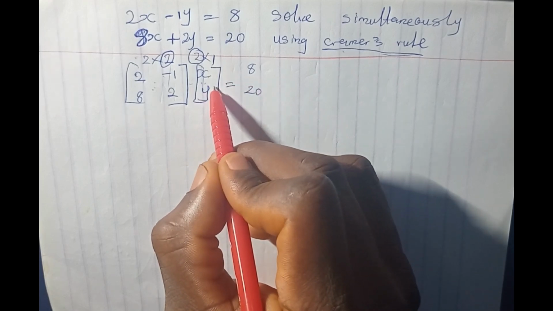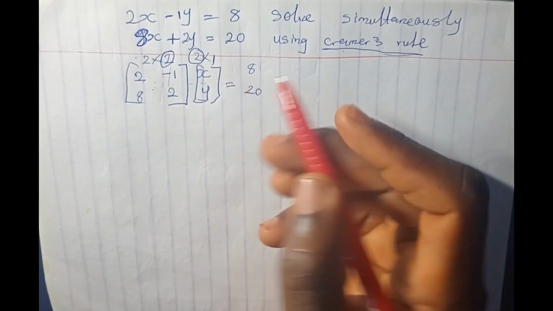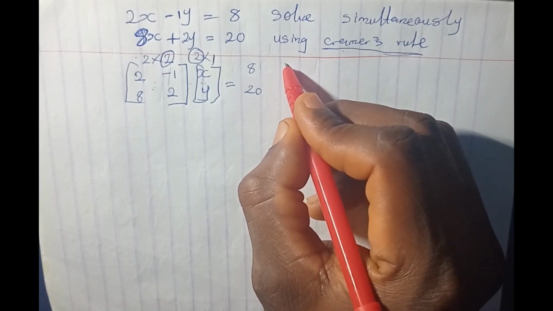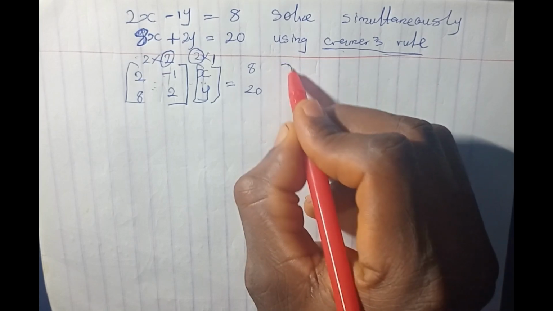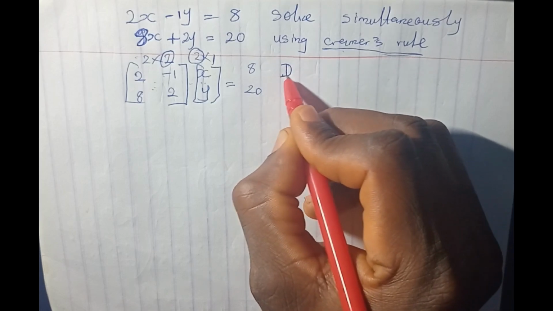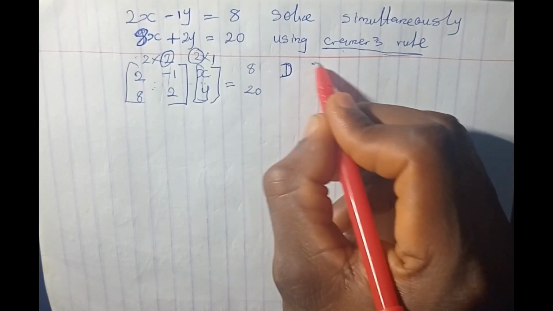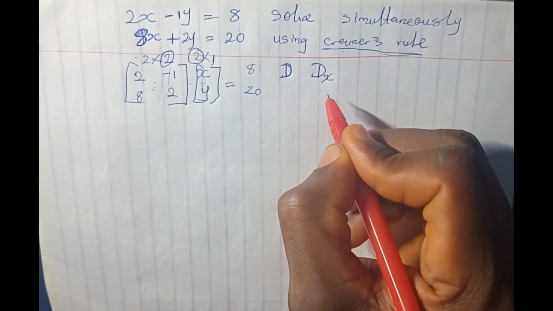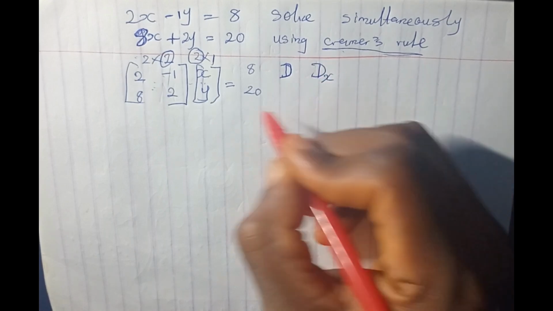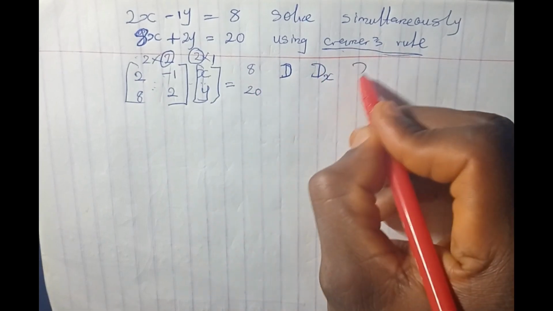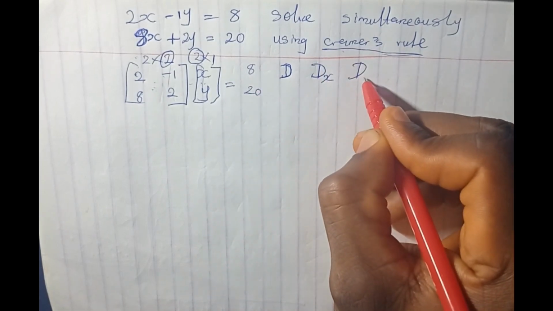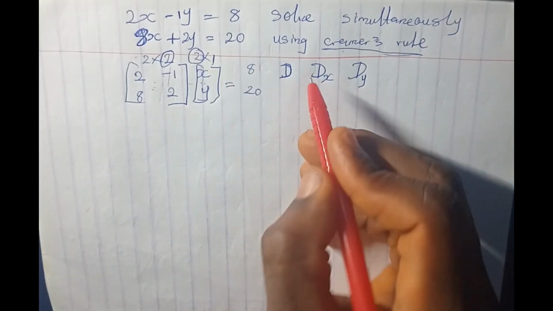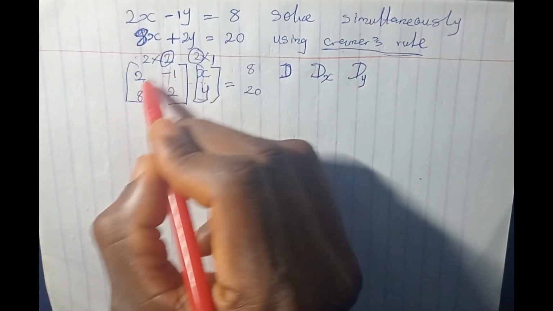Now I need to find the values of x and y. And I told you, for you to find the value of x, you must first of all find three things. So I must find the normal determinant. I have to find the determinant where the coefficients of x have been replaced with 8 and 20. And you equally have to find the determinant where the coefficients of y have been replaced by 8 and 20. So first of all, let's find the normal determinant of this matrix.